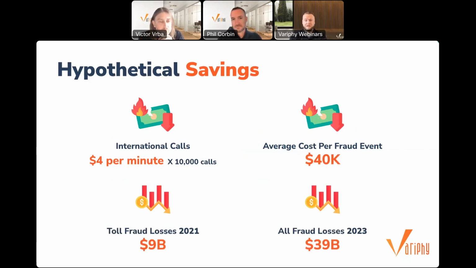And if you think that number is high, the Communications Fraud Control Association, a nonprofit organization that monitors these kinds of things, found that on average, the cost per fraud event was just that, $40,000. They also found that toll fraud losses in 2021 were over $9 billion, and that last year, losses from all forms of telecommunication fraud were estimated at around $38.95 billion. So it is a pretty serious problem. It's not getting any better at the moment. So it's definitely important to have some visibility and some preventative measures in place to protect yourself against these events.